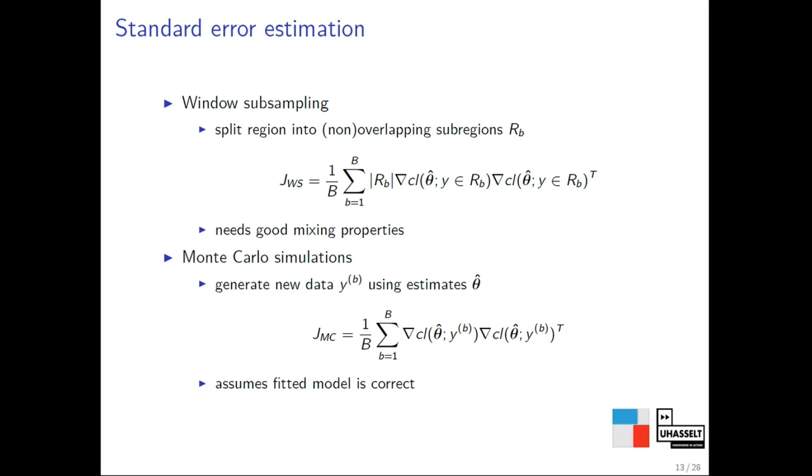Another option is to use Monte Carlo simulation. So you estimate your parameters, and based on your estimates theta, you simulate new data y and keep re-estimating the score functions, and then you get an average of your simulations. But this also assumes that the model you fitted is at least correct in some way.